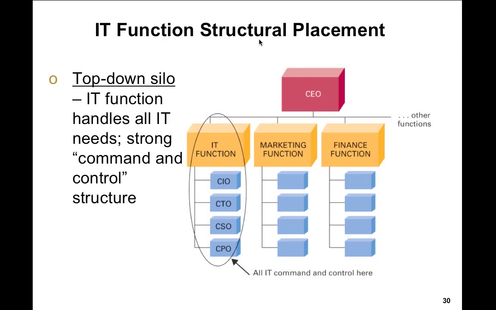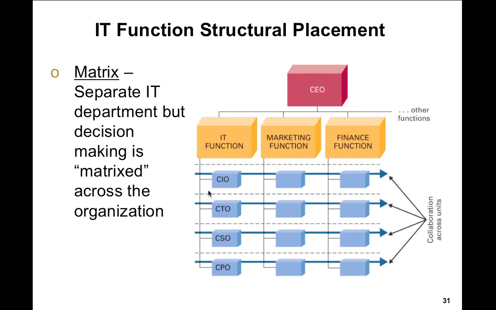We have what's called a strong command and control structure where we have, let's say as an example, all of the IT command and control focusing here with the CIO, CTO, CSO, CPO in terms of the function. Instead of just having one CIO, Chief Information Officer, or technology officer, we have all sorts of different forms of providing the infrastructure for it. And then we have kind of the matrix look here.